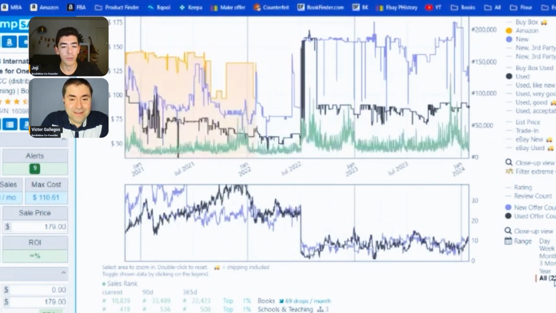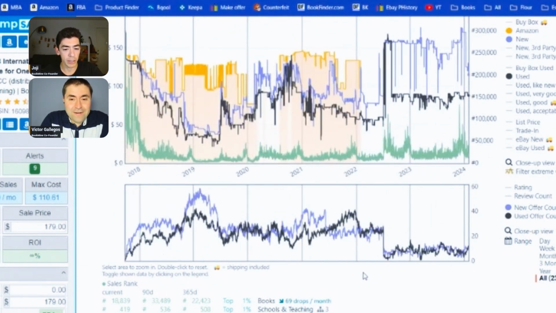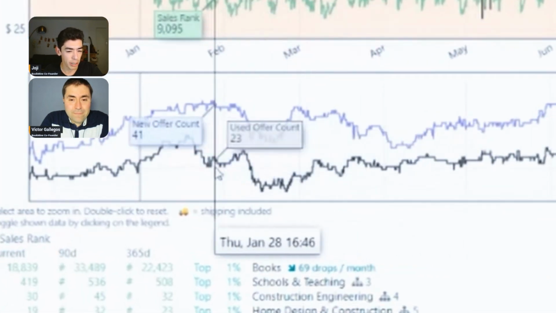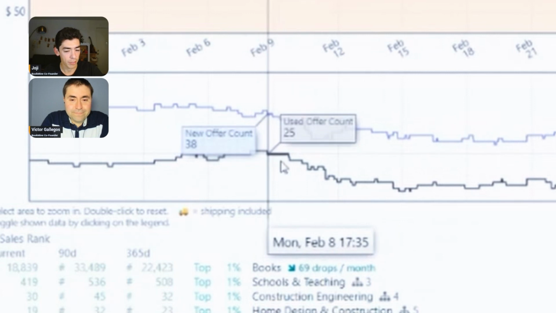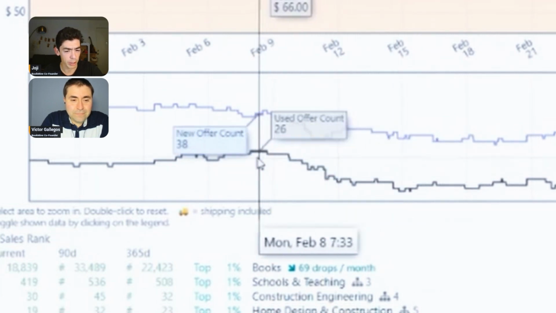Absolutely. Now, you might see, like we mentioned before, little drops. For example, I see this little drop right here. I mean, isn't that an IP complaint right there? February 9th to February 15th, the offer count goes from 26 down. That's a pretty big drop in offer count, right?